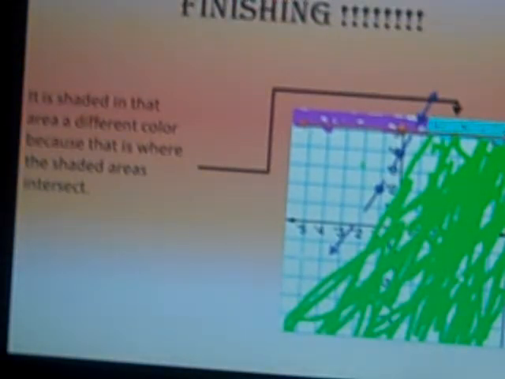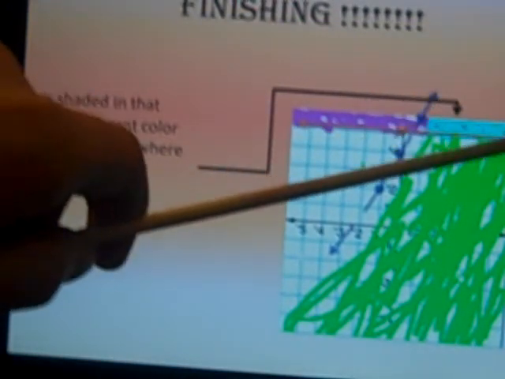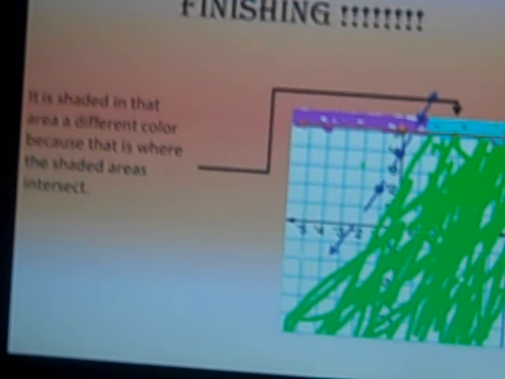Finishing. It is shaded in that area a different color because that is where the solution would be, and that's where the shaded areas intersect. Good job. It wasn't that hard.